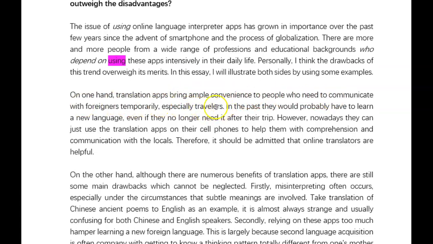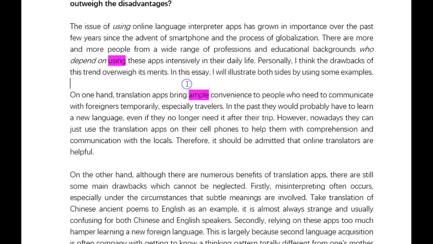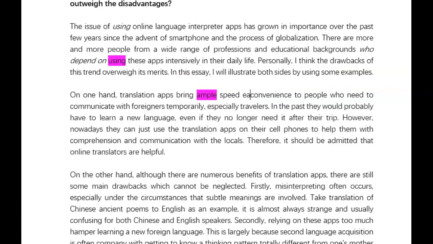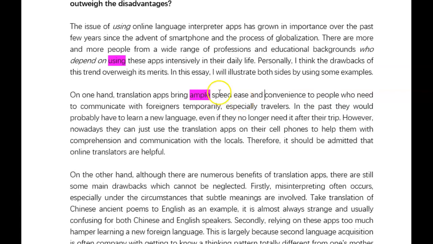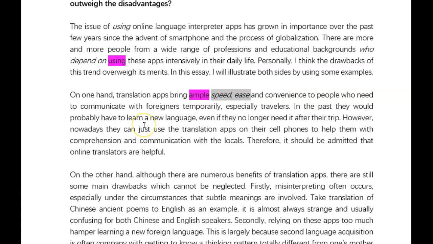Excellent. I don't think you can bring ample convenience. So I would maybe forget convenience. Why don't we say ease and convenience? Speed, ease, and convenience. Let's use all of them. Difficult to find an adjective that kind of works well, so let's use some more nouns. Speed, ease, and convenience to people.